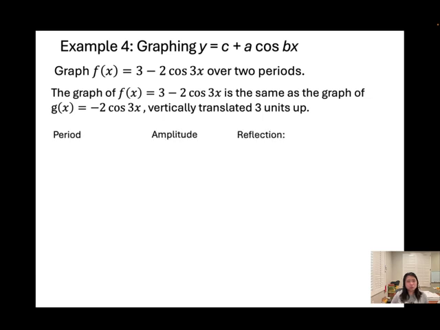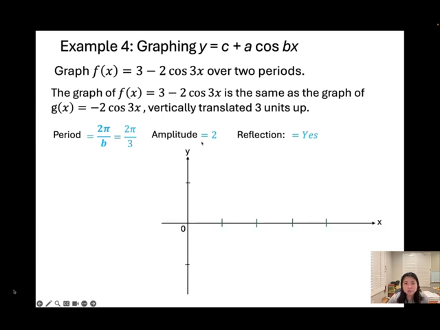Okay, we're going to do the same thing here. What is the period? Period will be 2 pi over b. Your b will be equal to 3, right? So 2 pi over 3. Amplitude, that was equal to 2, right? This is always positive. Reflection, yes, because this is a negative here. Since amplitude equals 2, we do have a 2 and negative 2 here.